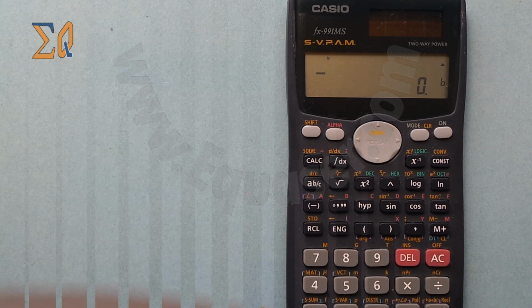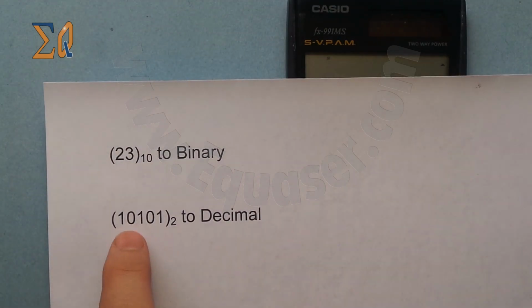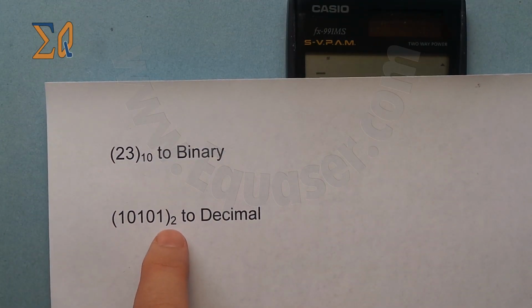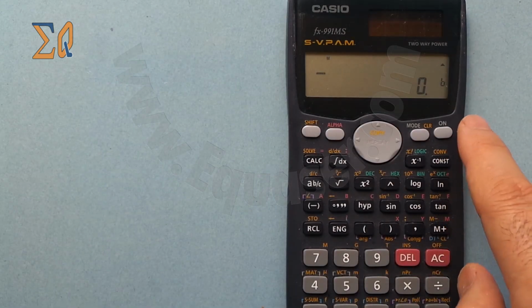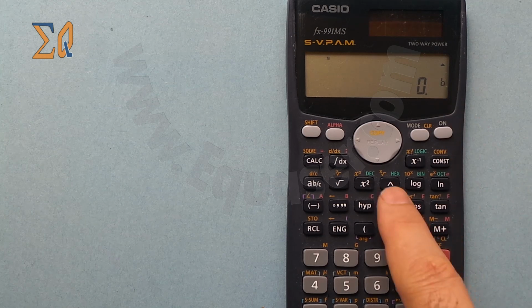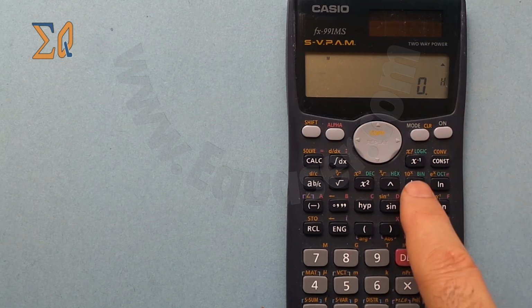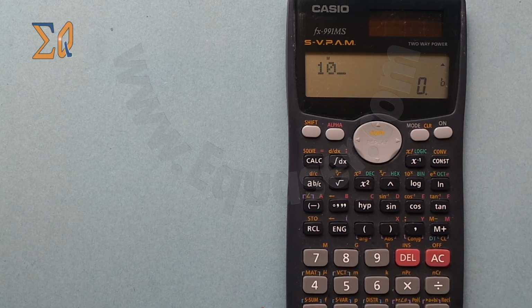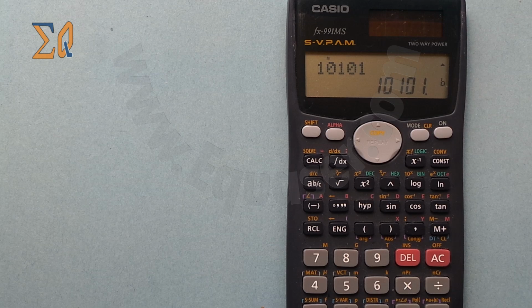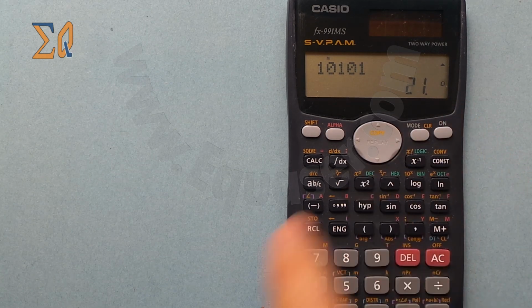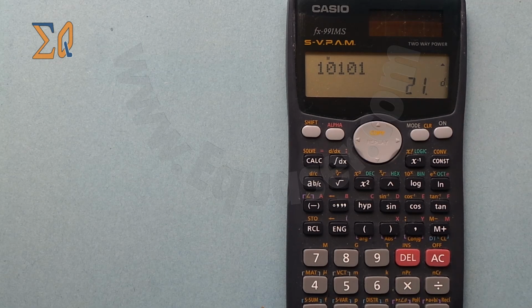So all clear. Let's convert 10101, which is binary, base 2, to decimal. I must be in binary, which I am. If I'm not, let's say I'm in decimal, I could press binary. So I'm here, 10101, press equal sign. Until you bring the value here, you will not be able to convert it. Now I am in binary, so press decimal, so it's 21.